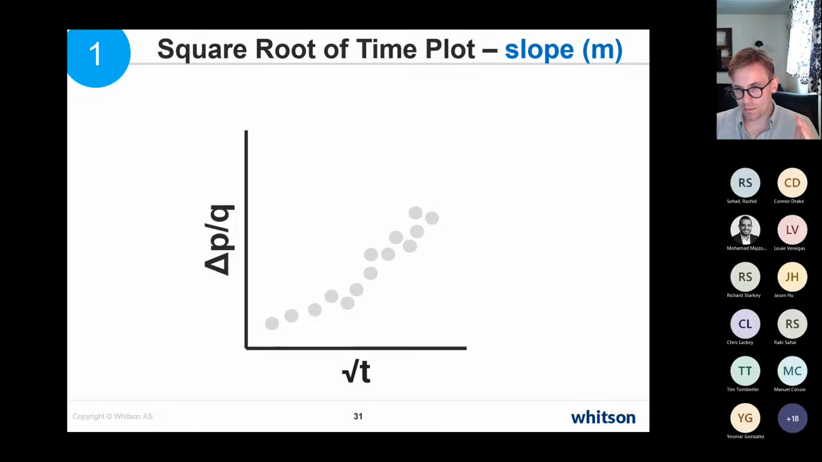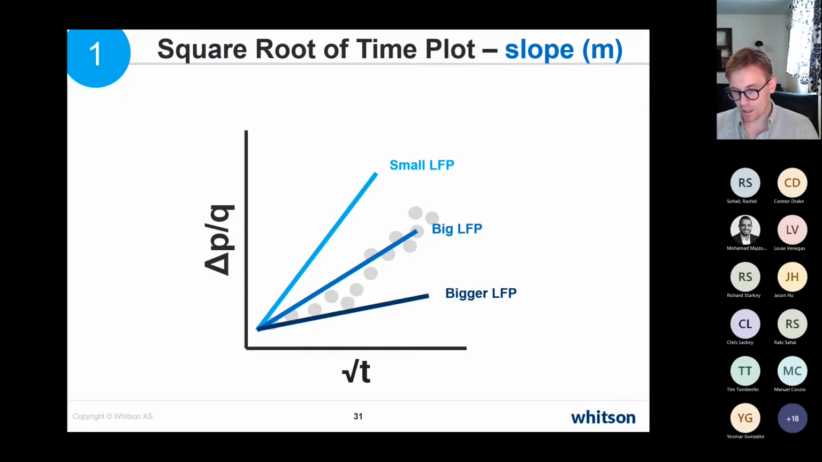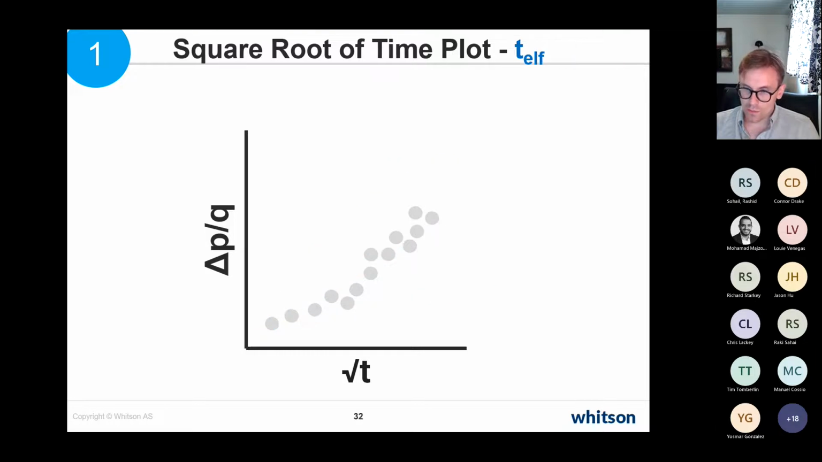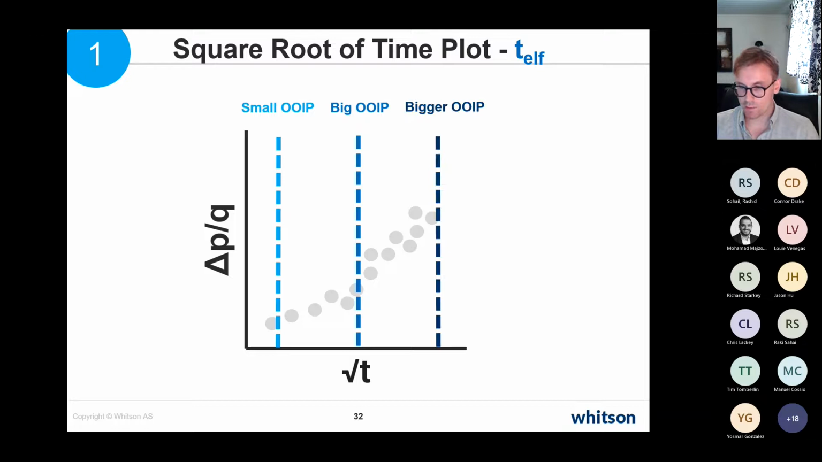When it comes to the slope, the slope is inversely proportional to your LFP, which means that this is a small LFP, this is a big LFP, and this is an even bigger LFP. The time to end of linear flow is proportional to your pore volume. So this is a small oil in place, this is a big oil in place, and this is an even bigger oil in place. So going back to those two slides that I talked about, flow regimes, and what we can derive from this analysis, the square root time plot, at least under ideal conditions, can in theory give us these two things that we're looking for.